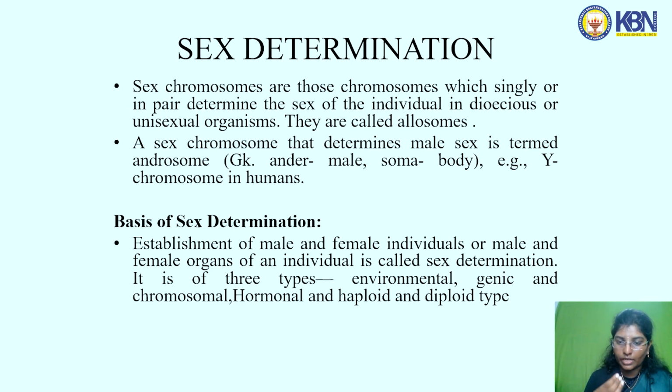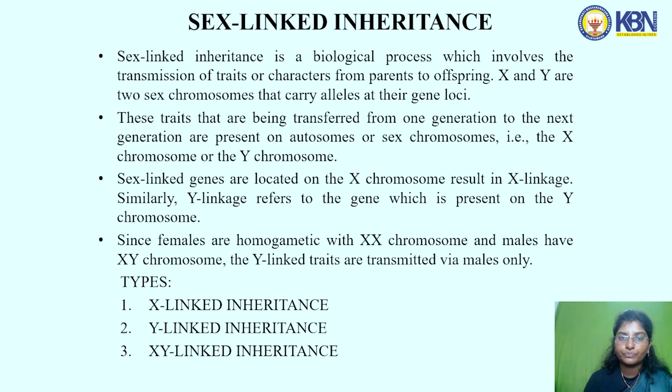Some organisms exhibit environmental sex determination. Some organisms exhibit genic, some chromosomal, some hormonal, and some haploid and diploid. If some organism exhibits only environmental determination, they don't exhibit the other types. They exhibit only one type of sex determination.